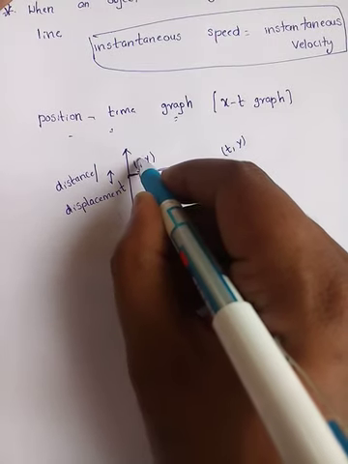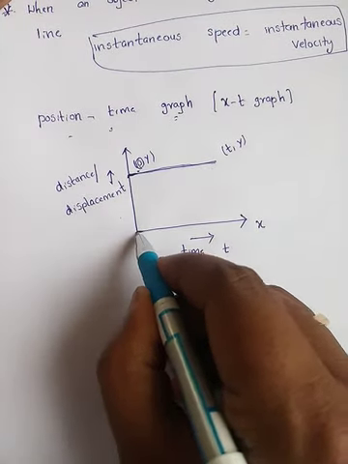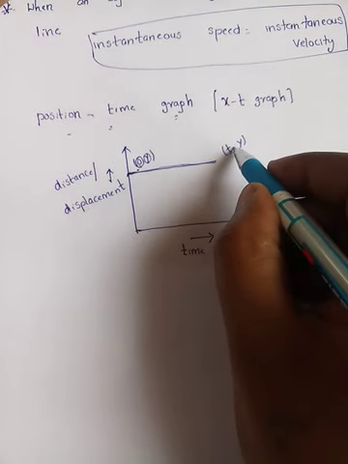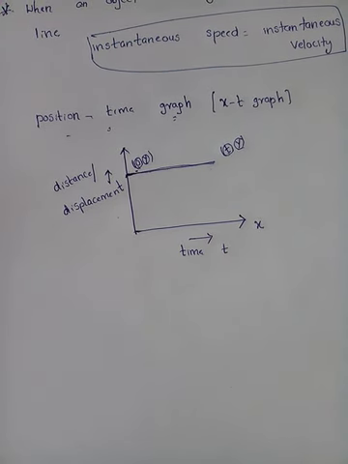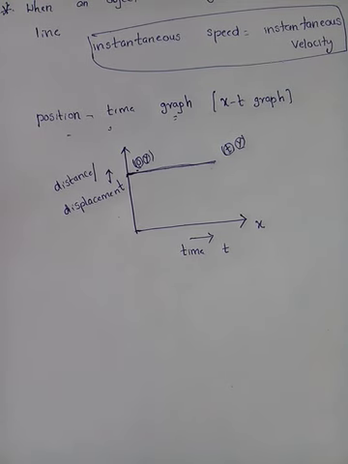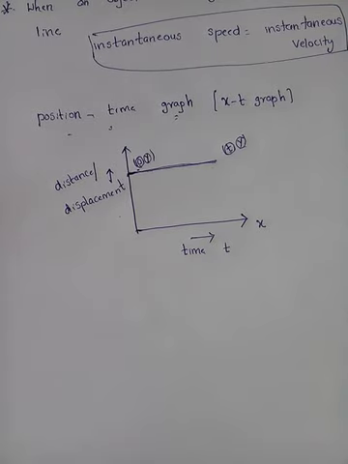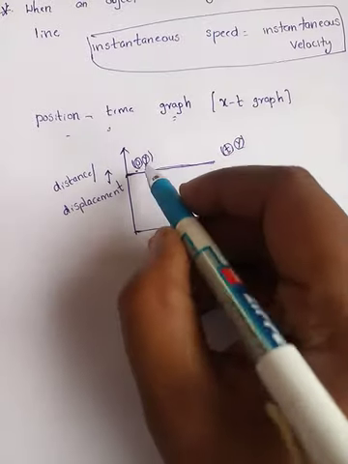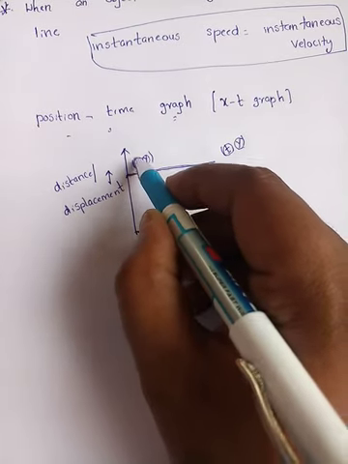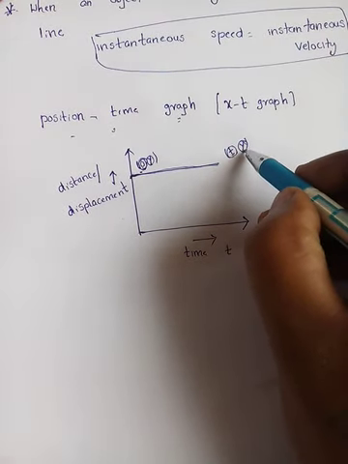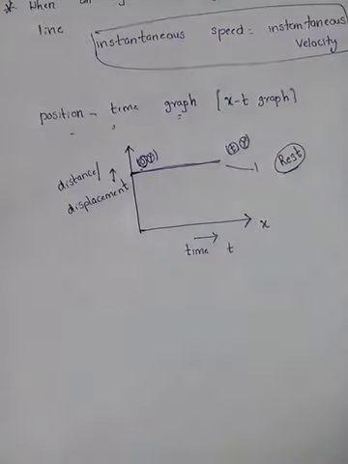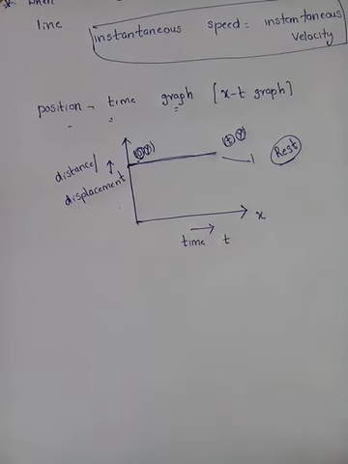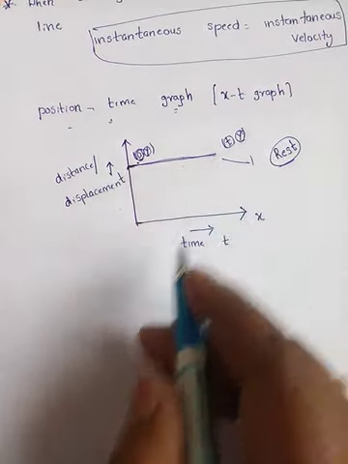Have you observed that initially at time t equals 0 its position is y, and after time t seconds also its position is y. So what we can understand from this graph is the first statement of our chapter, that is rest. What is rest? A body which does not change its position with respect to time is called at rest. See here, the body at time t equals 0 is at y. After t seconds also its position is y. So we can say that the body is at rest. Why? It does not change its position with respect to time.